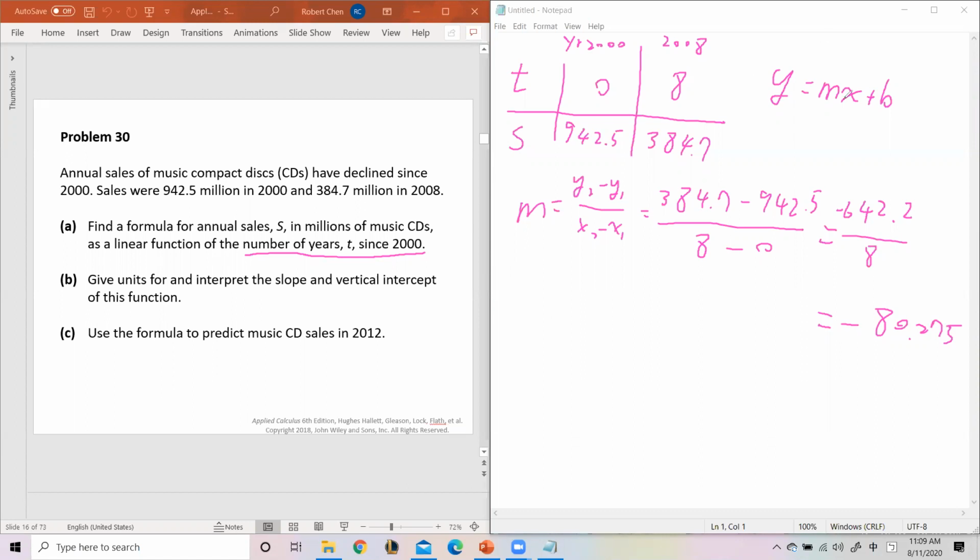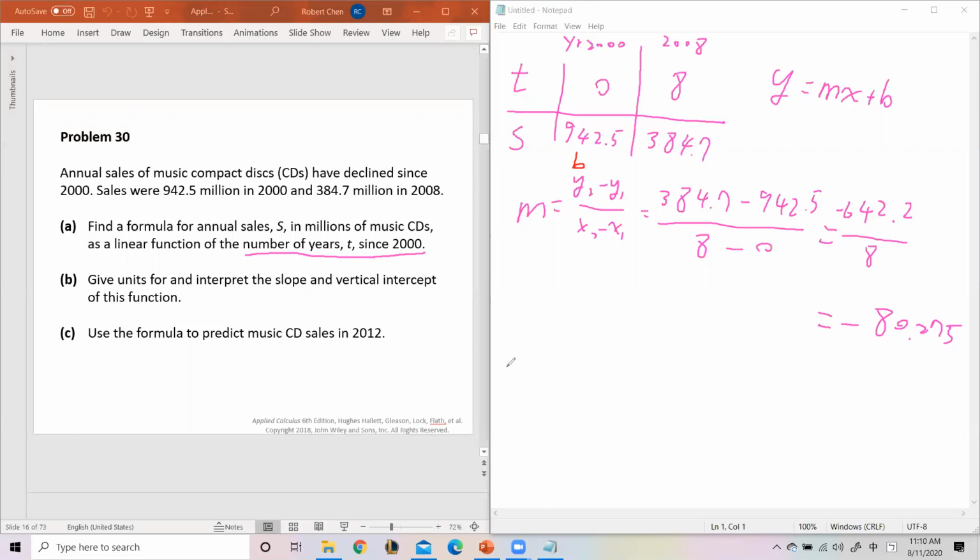Now we need to figure out what b is. So b is the y-intercept, and to find the y-intercept, we just need to set x equal to 0, right? So when time is 0, number of sales is 942.5, and that value is going to be your b, right here.